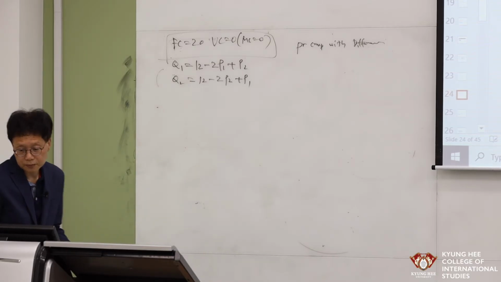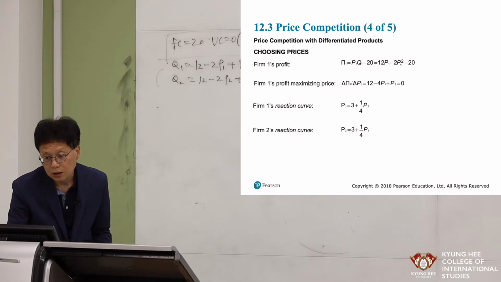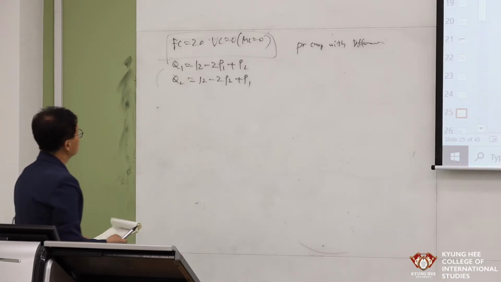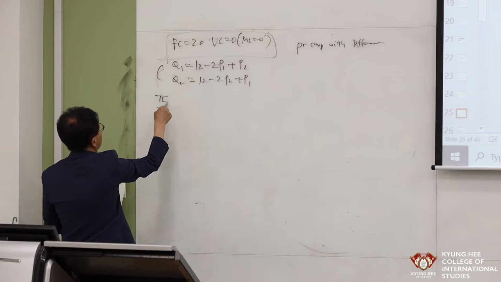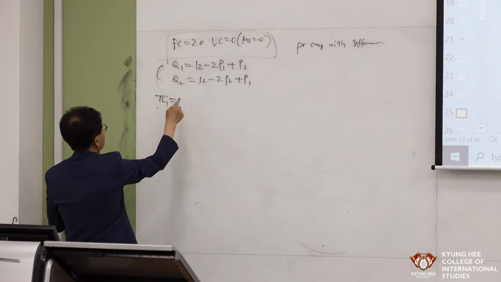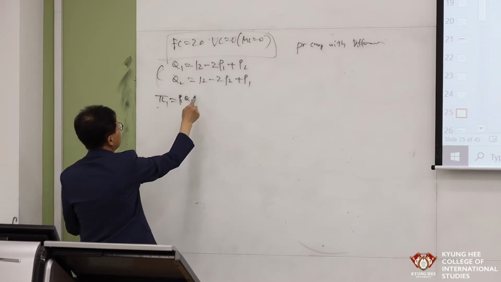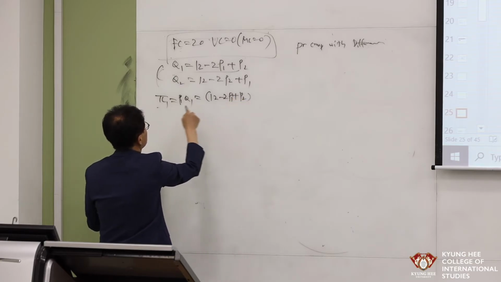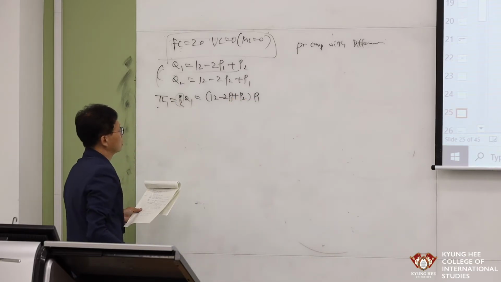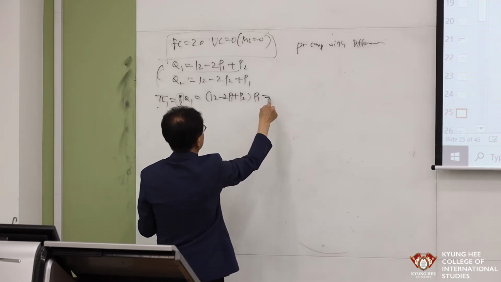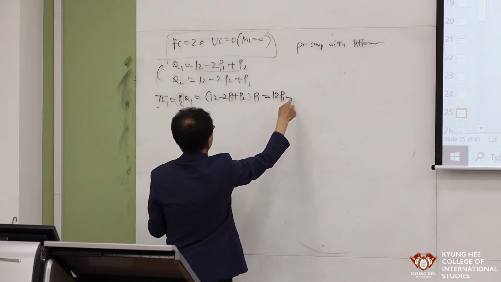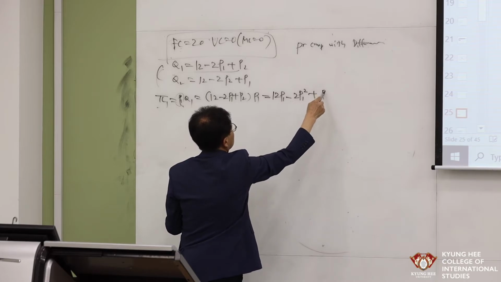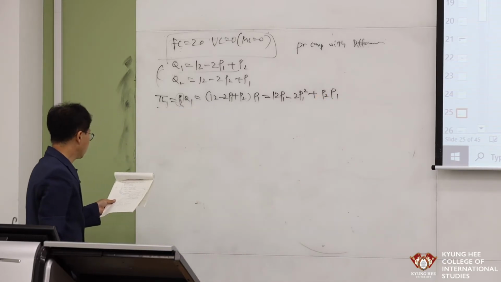Then that is like this. Then next slide, choosing price, right? Now think about, in this case, firm one's profit. Firm one's profit is equal to P1 Q1, right? So Q1 is this one, 12 minus 2P1 plus P2, multiplied by P1. Then that is equal to 12P1 minus 2P1 square plus P2 P1, right?